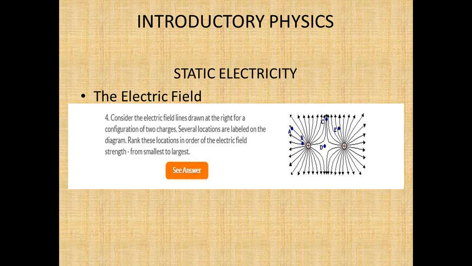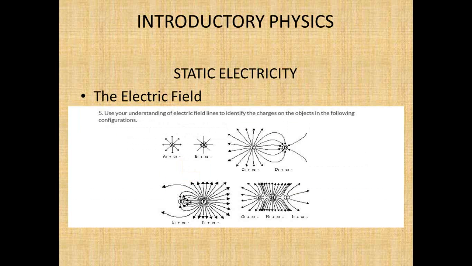Okay? So the greater the density of the lines, the greater the electric field strength, and the further away you are, the less the electric field strength. Remember the formula. Electric field strength, when we simplify it, is equal to K times Q divided by D squared. All right, let's look at this one.